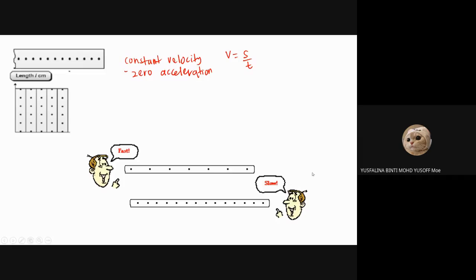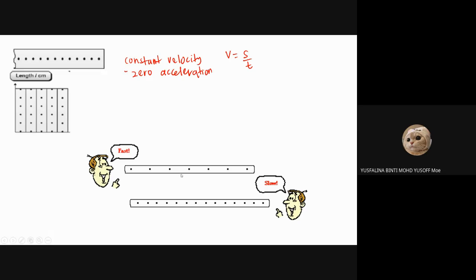So constant velocity, zero acceleration. If you cut the tape, let's say this has 1, 2, 3, 4, 5, so you cut it into 5 ticks and you arrange it, then you can see all the ticker tape is the same length, right? So this also shows that the object is moving at a constant velocity or zero acceleration.